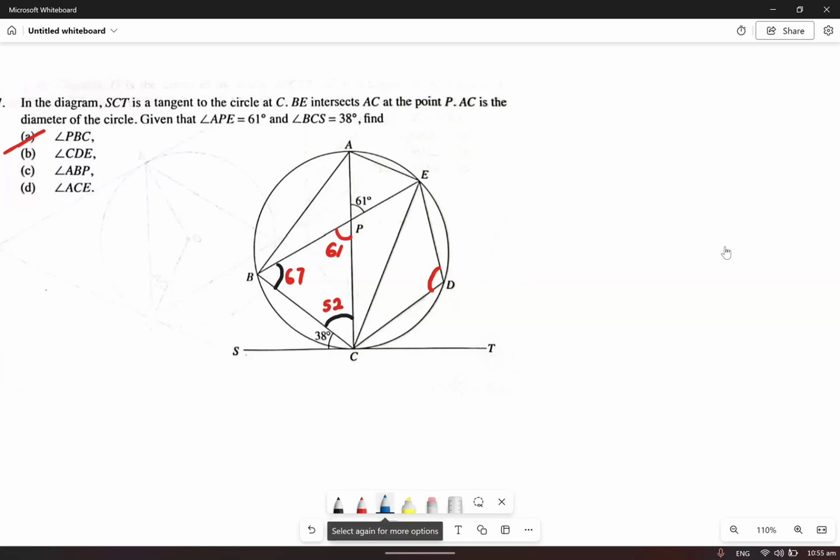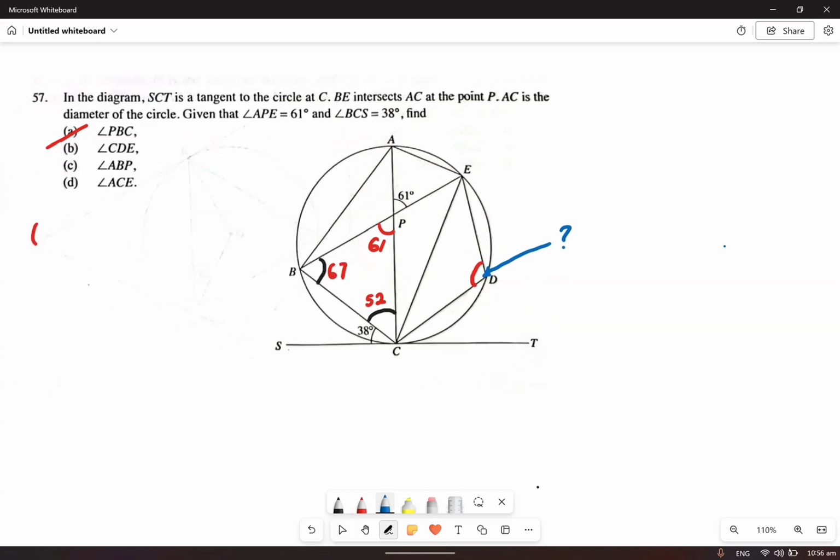Now we start afresh. We see CDE. CDE is this one over here, right? Can y'all see it? For CDE, all you want to do is use angles in opposite segment, correct? Can you see the opposite segment? Why is this? Because can you see this quadrilateral? Right, so we find angle CDE.